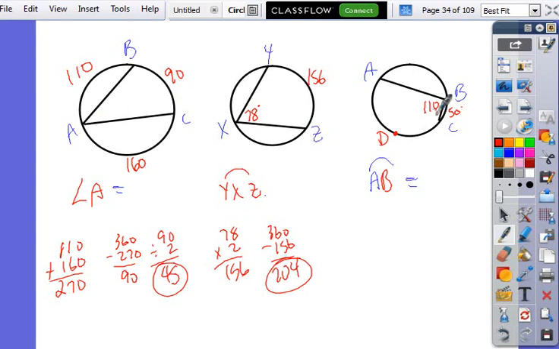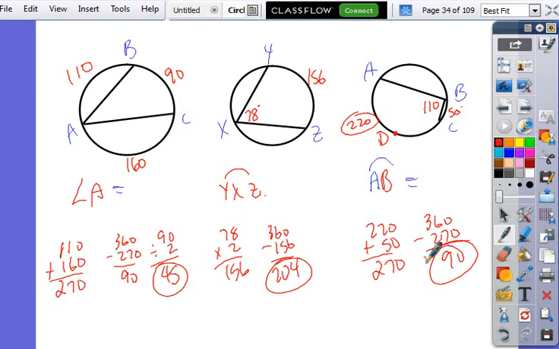And then the last one over here, if I want to know AB, well, the 110 inside times by 2 gives me 220 on the outside. 220 plus 50 equals 270. So 360 minus the 270 is 90, which means what's left out there is 90. Is that right? Oh, that's 30, not 50. So this would be 210 plus the 50.